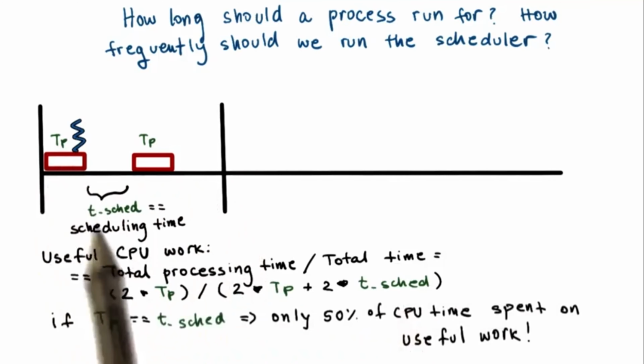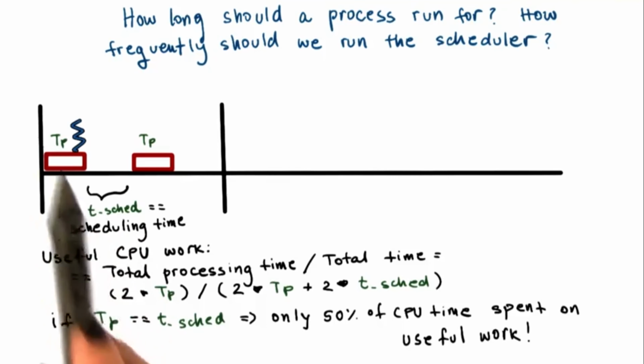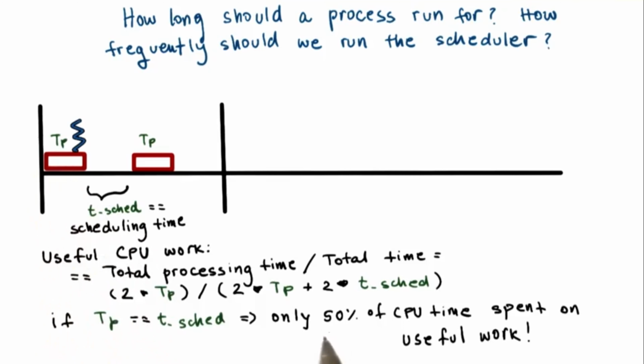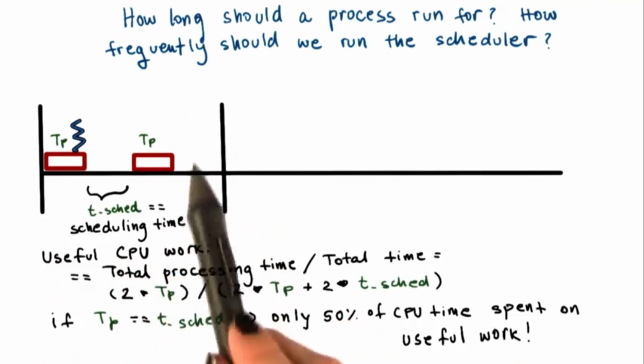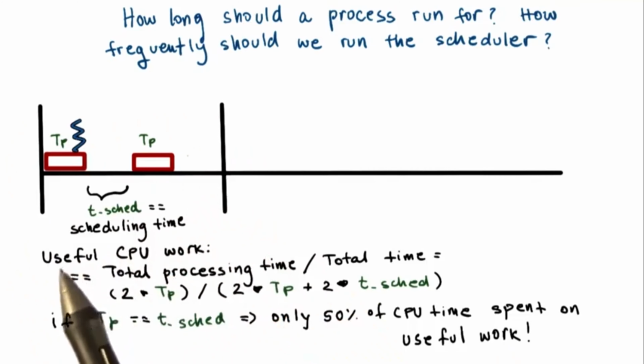If the processing time and the scheduling time are equal, as in this picture, that means that only 50% of the CPU time is spent on useful work. Half of the time during this interval, the CPU was basically doing systems processing work, scheduling, and that time should be considered overhead.